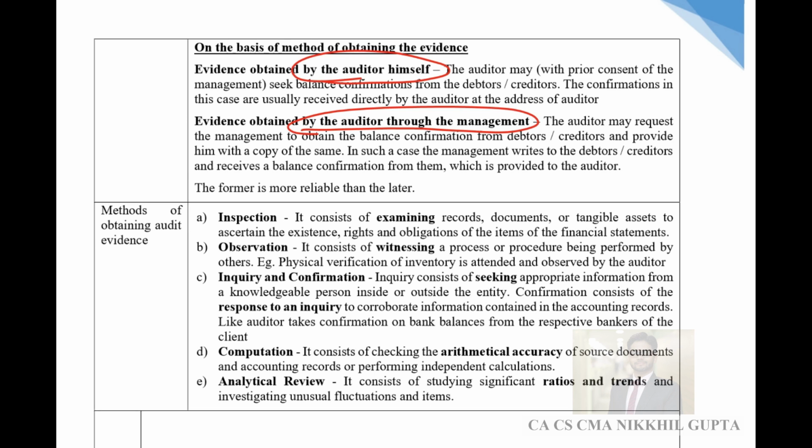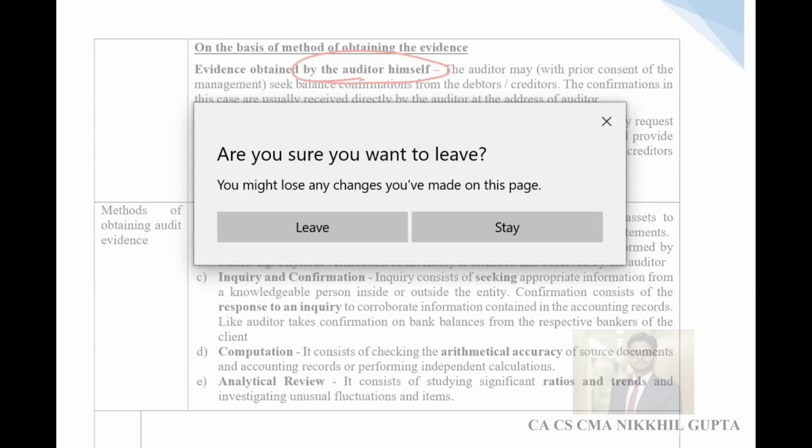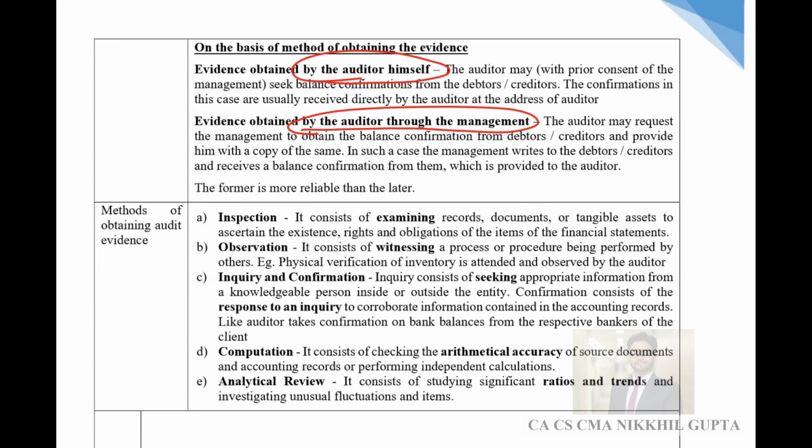Now obviously, if management is involved in any transaction, then there might be a possibility that management, while bringing that confirmation on board, can tamper with the evidence. So the more relevant audit evidence is the audit evidence which is gathered by the auditor himself, and the less reliable audit evidence is the audit evidence which is gathered by the auditor through the management. Auditor should always avoid gathering any evidence through the management. Auditor should endeavor that the auditor should himself get the evidence directly himself and not involve management while gathering the evidence.